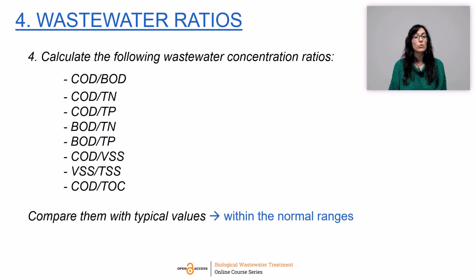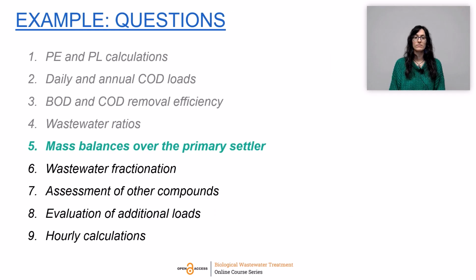So going back to the question, we have calculated all the ratios, and for this, we have to calculate first some missing concentrations based on ratios or assumptions that were provided in the exercise. And in general, we saw that most of the ratios were within the normal ranges. So up to this point, we have completed 4 out of the 9 questions of the exercise.